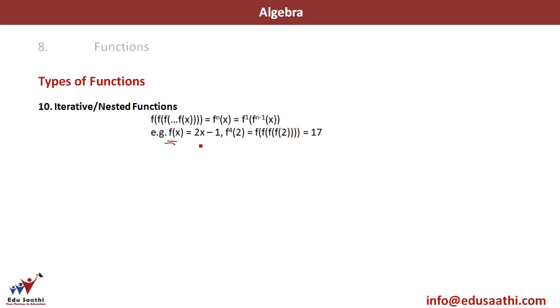The function that we have is 2x minus 1. f^4, this 4 means the function has to be performed 4 times. 2 means the first input has to be 2. So I find out f of 2, which is what? 2 into 2 minus 1, 4 minus 1, which is 3.